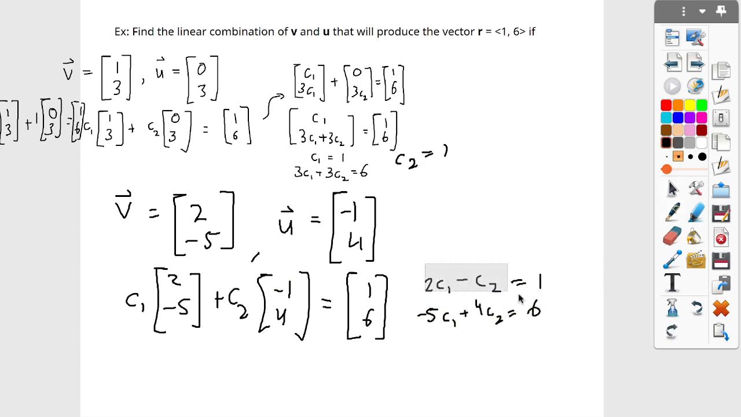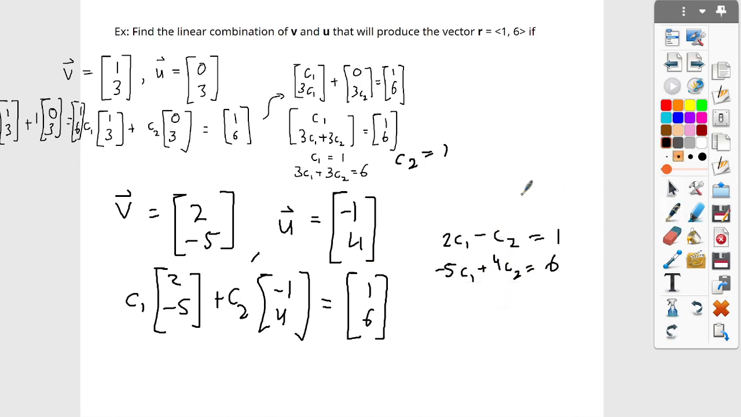So this will end up very messy. I don't even know if there's a right solution for this. I'm going to be really honest. But we can do substitution or we can do elimination. I'm going to do elimination because that's what we're going to be doing for a really long time.